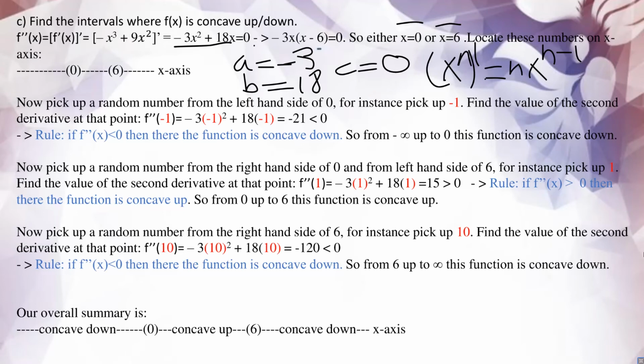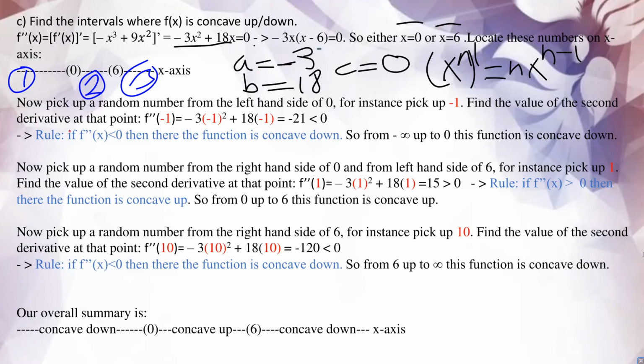The rest is the same story. We are going to locate these numbers on the x-axis, and there you go. And once you locate them, of course, they eventually are going to divide the x-axis into 3 parts. The first part, the second part, and the third part. And you know the rest of the story. Now we are going to pick up a random number from the first part, a number that is on the left-hand side of 0. Well, I pick up minus 1. Because again, that's a simple, modest number.